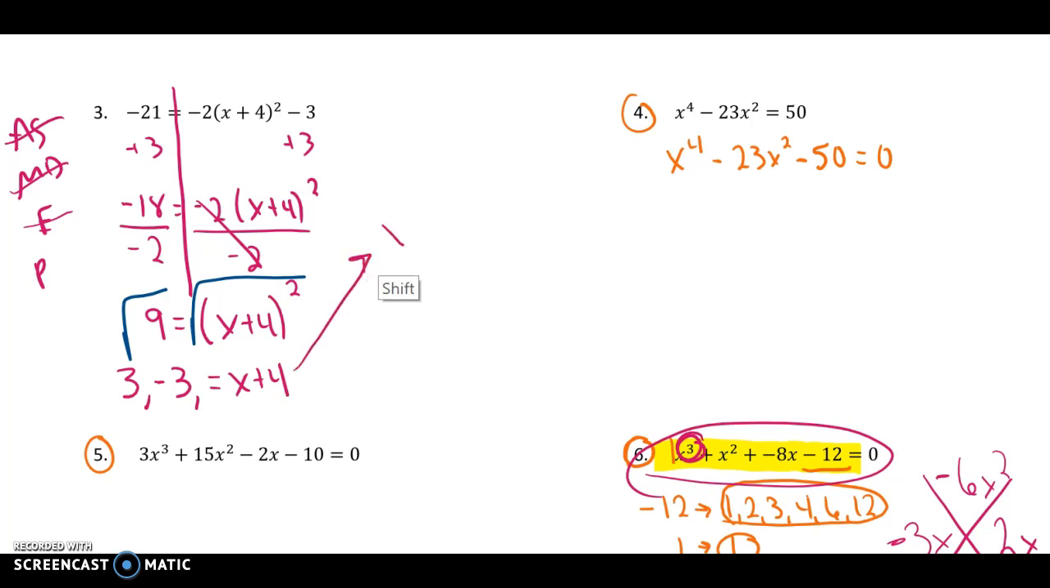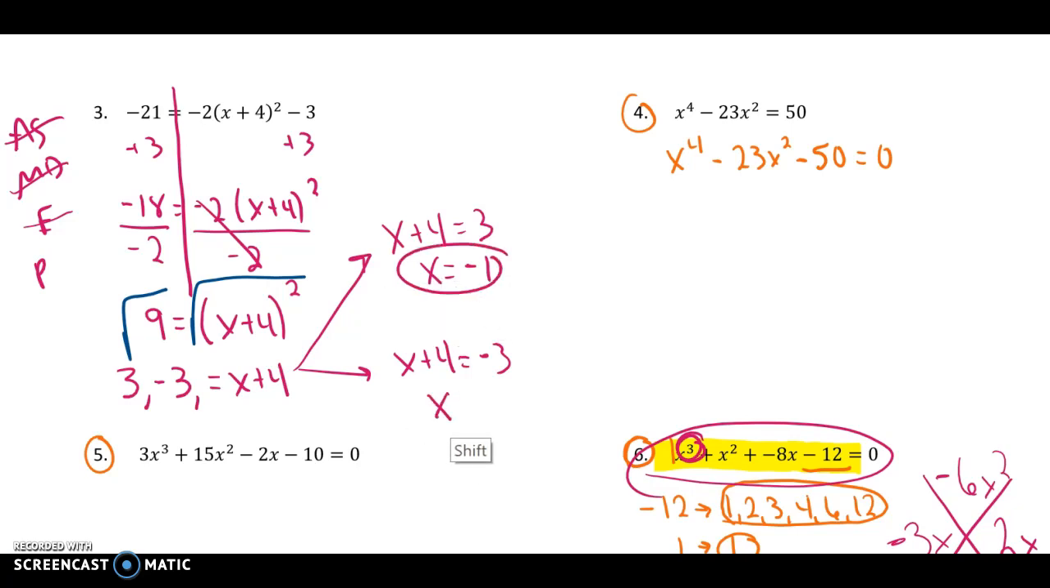One of them is x plus 4 equals 3, and the other problem is x plus 4 equals -3. And to get x by itself, I'm just going to subtract 4 on both of them. On the top, I'll get -1, but when I subtract 4 on the bottom one, I'll get -7. And again, this 2 means I'm going to have 2 answers. So one of them's -1 and one of them's -7.